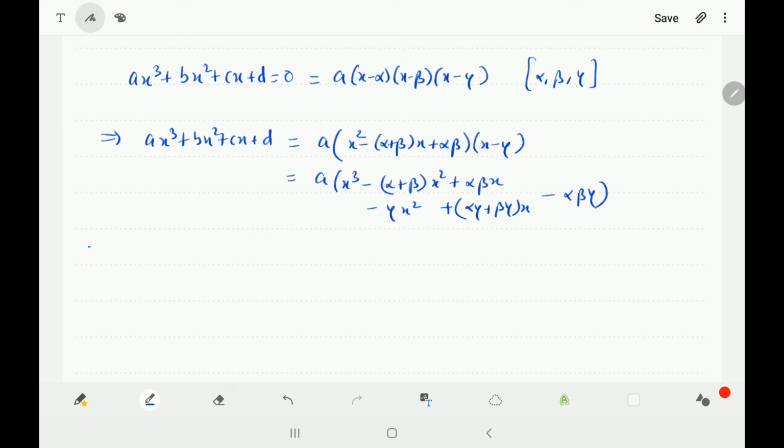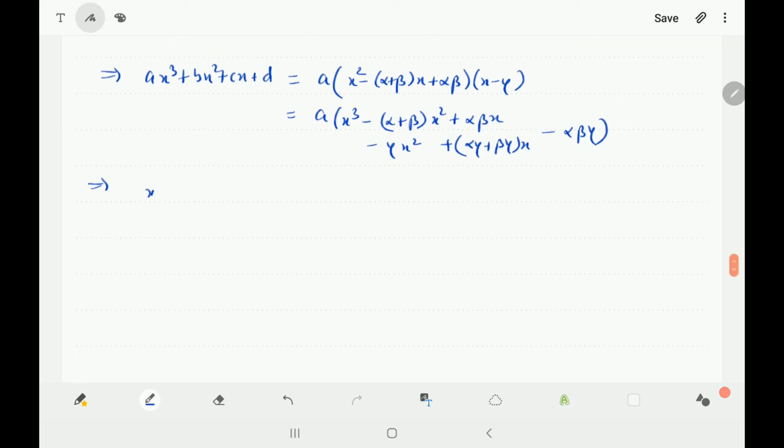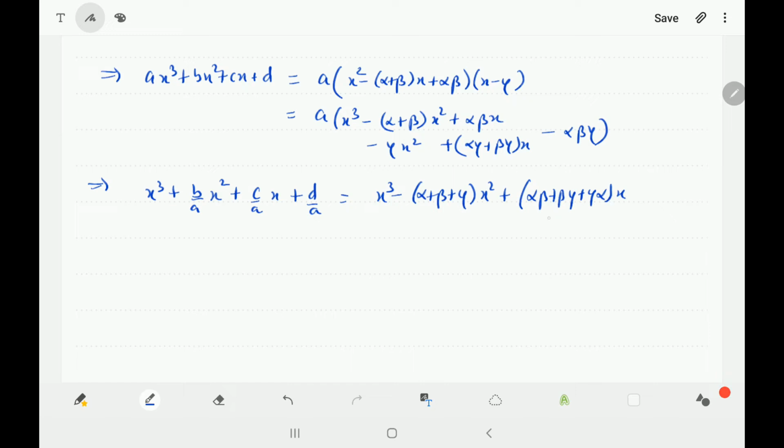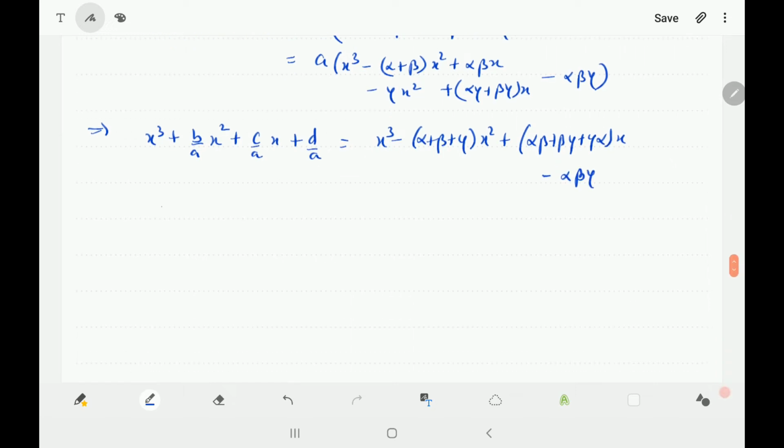Okay, so by comparing, I can easily write this as x cube plus b by a x square plus c by a x plus d by a, which will be x cube minus (alpha plus beta plus gamma) times x square plus (alpha beta plus beta gamma plus gamma alpha) x minus alpha beta gamma. So if I compare both the sides, I can easily get alpha plus beta plus gamma is minus b by a, and we are taking this term as s1.